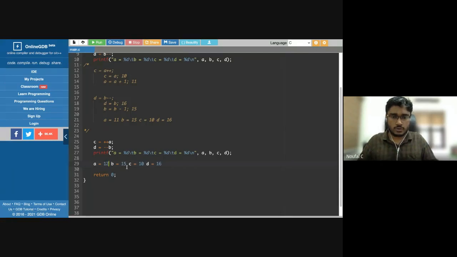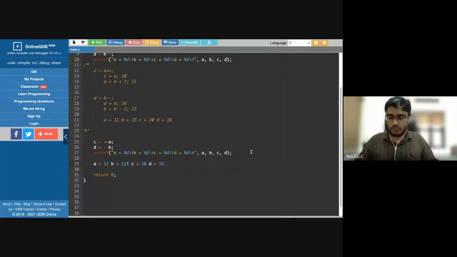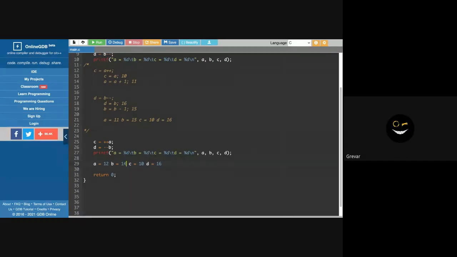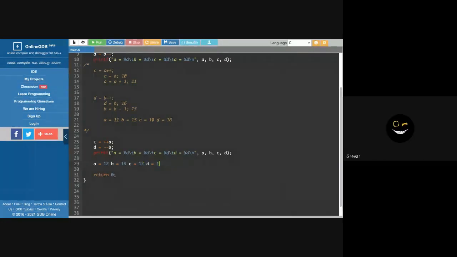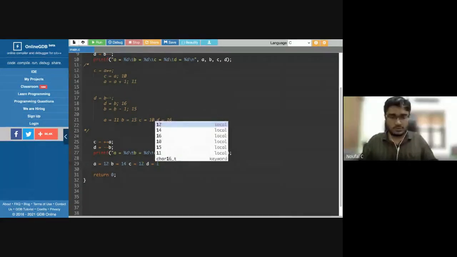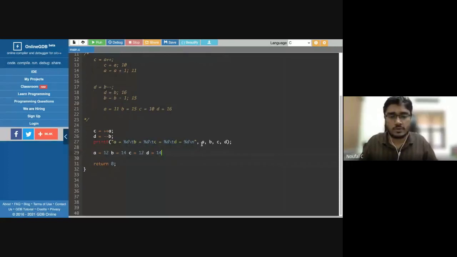B equal to 14. Okay. C equal to 12, C again 12. Okay. D 14. So it is 12, 14, 12, 14. Okay, so let's check whether this one is going to appear in our output.